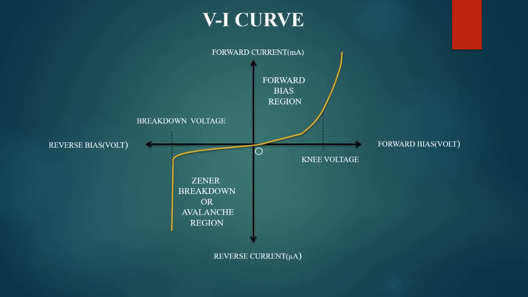When a Zener diode is forward biased, its characteristics are just the same as the ordinary diode. When a Zener diode is reverse biased, then it gives constant current up to a certain voltage, that is the Zener breakdown voltage. When reverse bias voltage is increased beyond that voltage, the current increases rapidly in the reverse region as shown in the diagram.